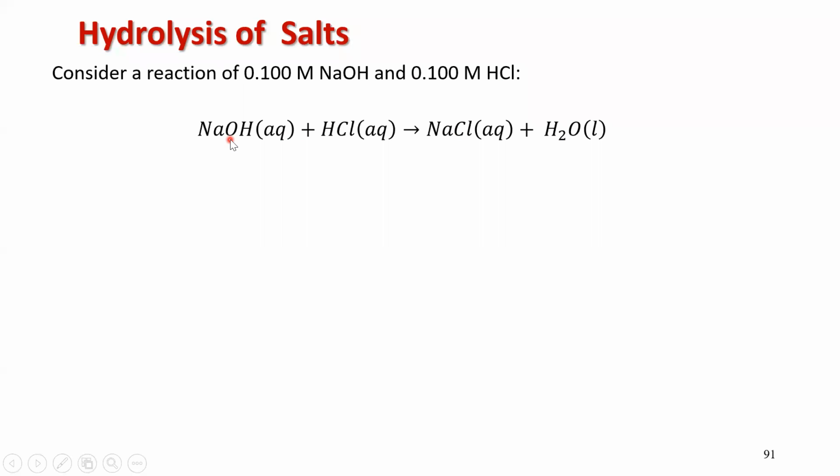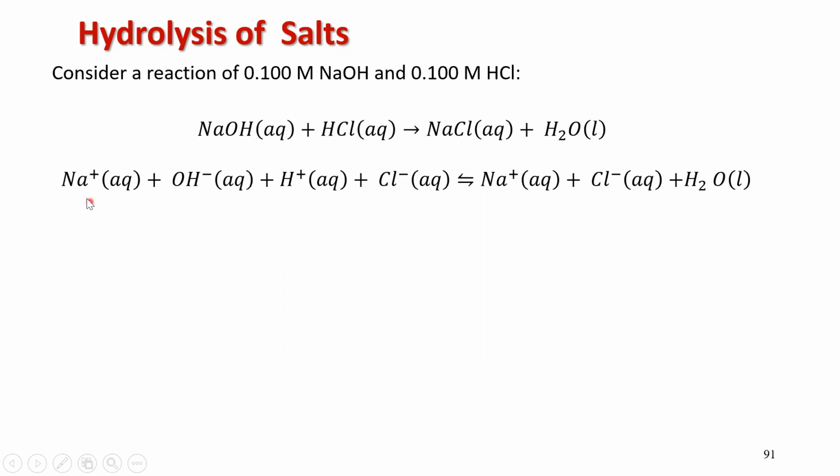Now, sodium hydroxide is a strong base. It's an electrolyte. It's going to break up into ions. Hydrochloric acid is a strong acid. It's going to break up into ions. And sodium chloride is an electrolyte. It's going to break up into ions. So really, in this solution, we have sodium ions and hydroxide ions reacting with hydrogen ions and chloride ions to produce sodium ions, chloride ions, and water.